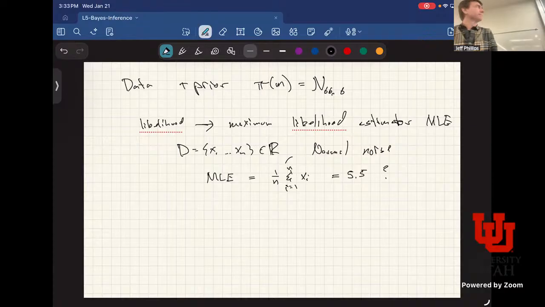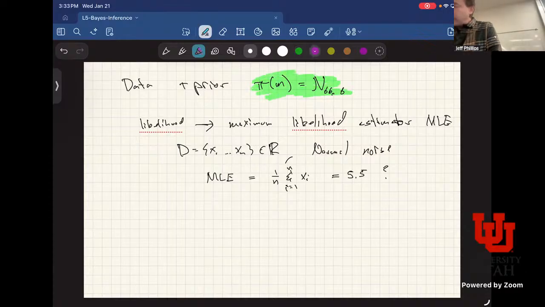Okay, so we have this. We said this was our prior, and then we got back the maximum likelihood estimate, and it was 5.5. What probably happened here? Is this good? Before we do any sort of combining of continuous probability density functions and equations, we should look at this and think through it a little bit.